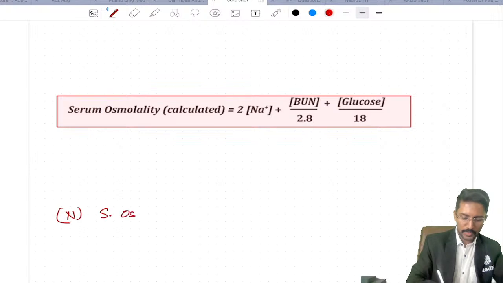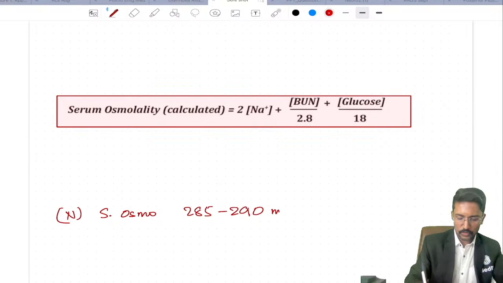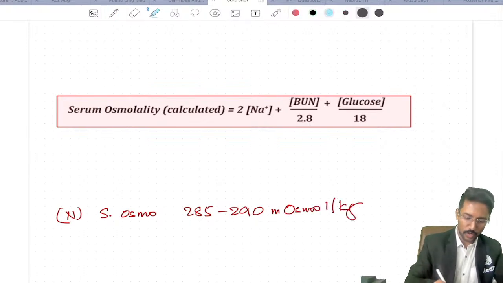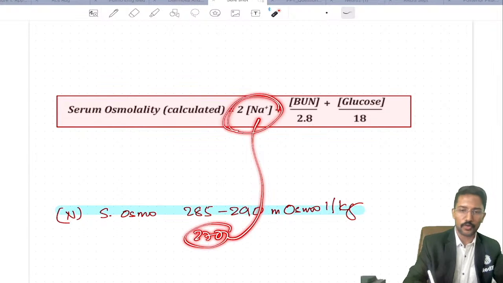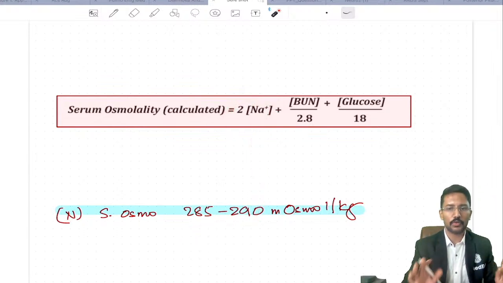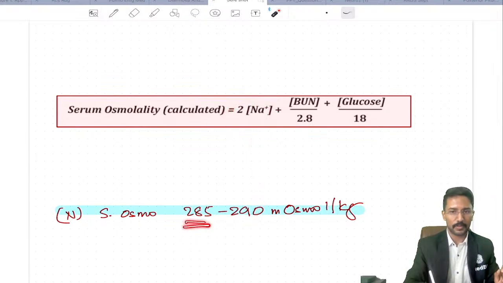Normal serum osmolality is in the range of 285 to 290 milliosmoles per kg or per liter, right? That's the normal serum osmolality. So in this normal serum osmolality, 270 is coming from sodium only. So the major determinant of your serum osmolality is sodium. If sodium goes low, serum osmolality goes low, right?